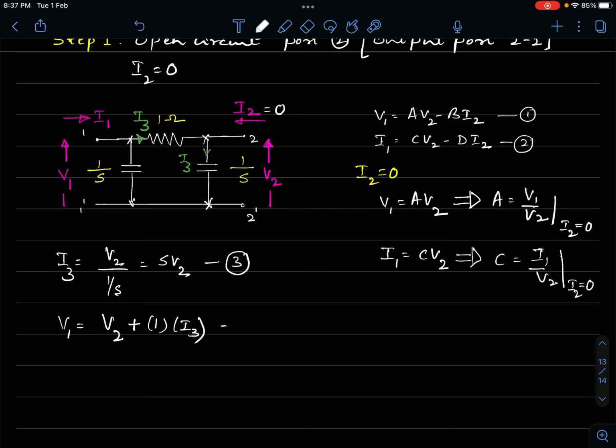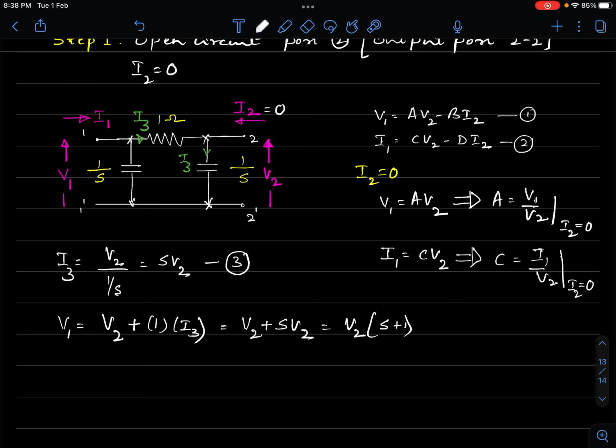Now, why am I replacing I3? Because to get A, we want V1 and V2. In this equation we have V1 and V2, but I3 is posing a problem. I3 has to be eliminated, so we substitute S V2 for I3. That gives V2 plus S times V2, which can be further simplified as V2 into S plus 1.